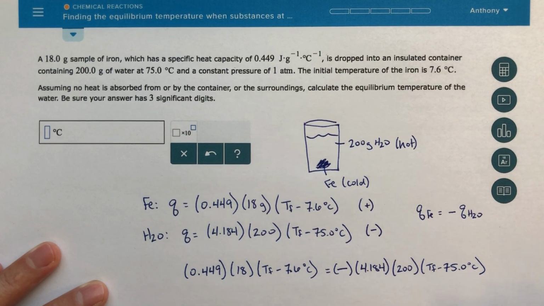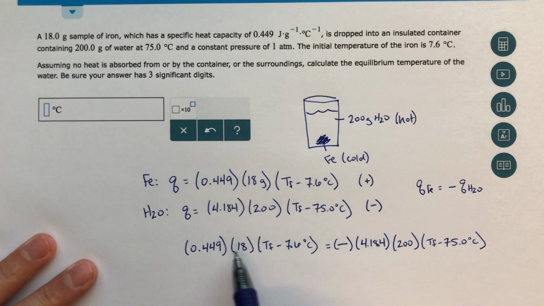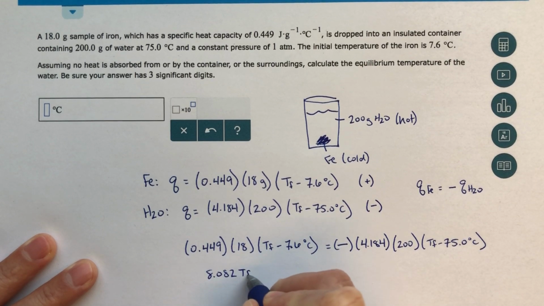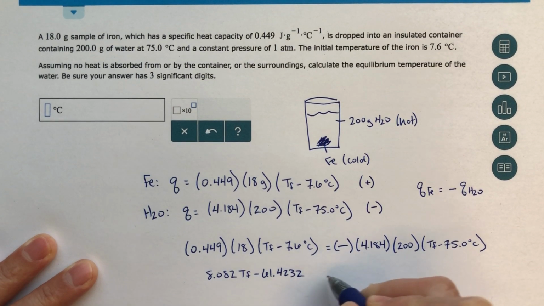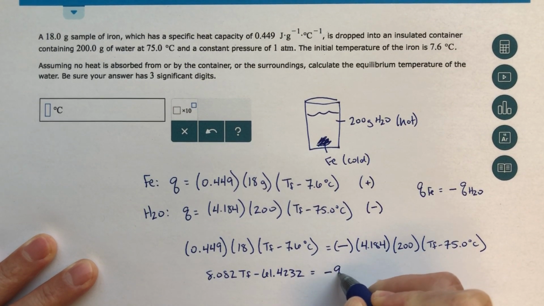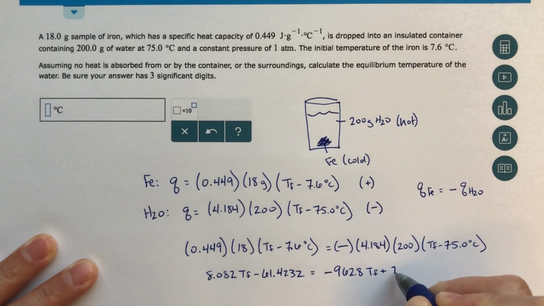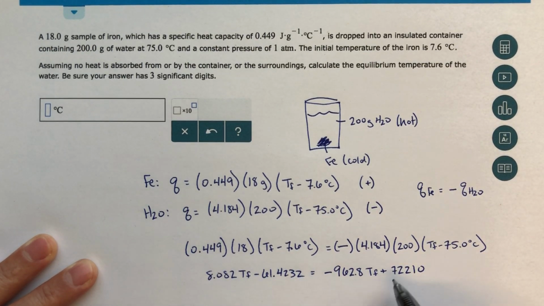And now I'm just going to solve for T final. So I'm going to show my algebra here just a little bit to help you out in case you're confused on how to solve this. Basically, I'm going to multiply these through, same thing here, and then solve for T final. So if you do that, you should end up with 8.082 T final minus 61.4232 equals minus 962.8 T final plus 72210. Now I'm just going to group the terms together.